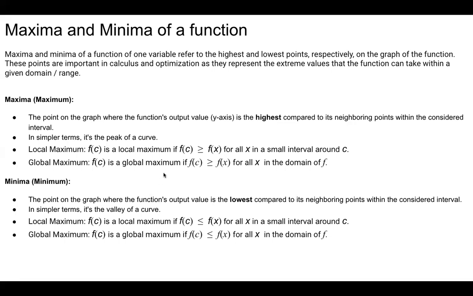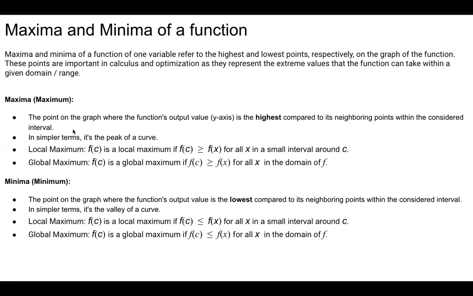Global removes that range, the interval. So f of c is greater than or equal to f of x for all values of x in the domain of f. When you say local maxima, it's only the highest point within a given range. When you say global, it's the highest point for the entire data set of x.